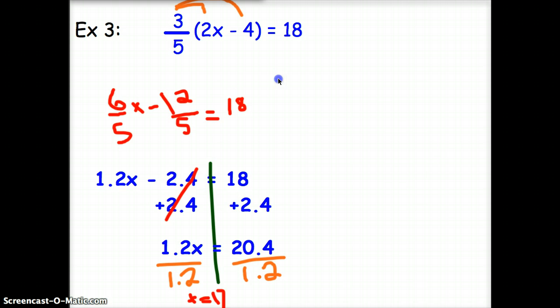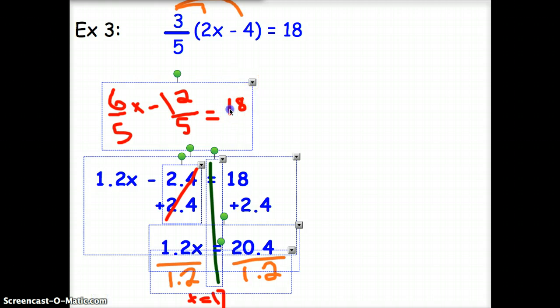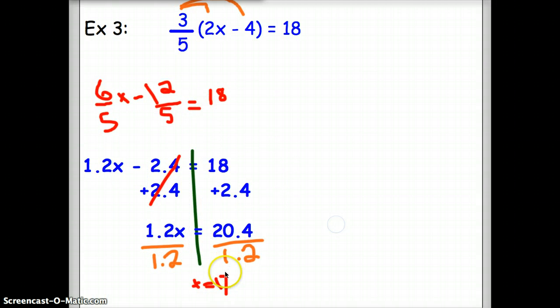Our second option is much, much nicer in my opinion. For our second option, what we can do, we can get rid of that 3/5 from the start. 3/5 is being multiplied by our parentheses. The inverse of multiplication is division. So we can divide both sides by 3/5. Whenever we divide fractions, you can do your leave, change, flip. So we can flip that 3/5 into 5/3 and multiply both sides by 5/3.